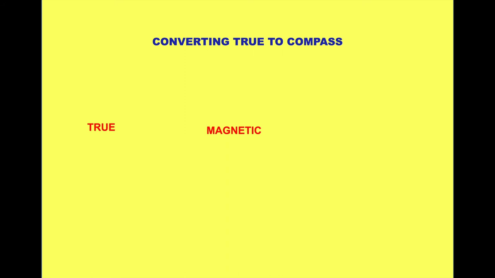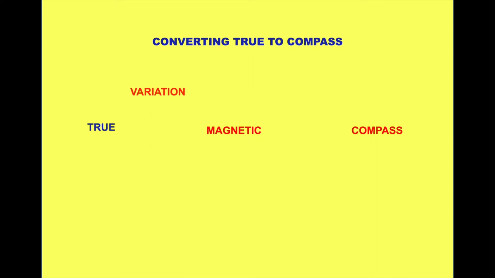So converting from the chart to compass. We draw a line on the chart, we want to steer in that direction, and we have to convert that from the chart, or true, to compass. We go from true to magnetic, we apply the variation.